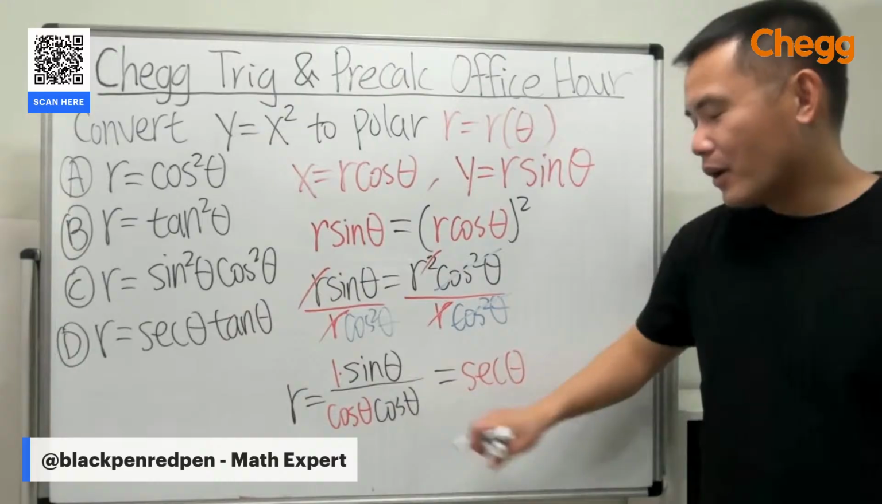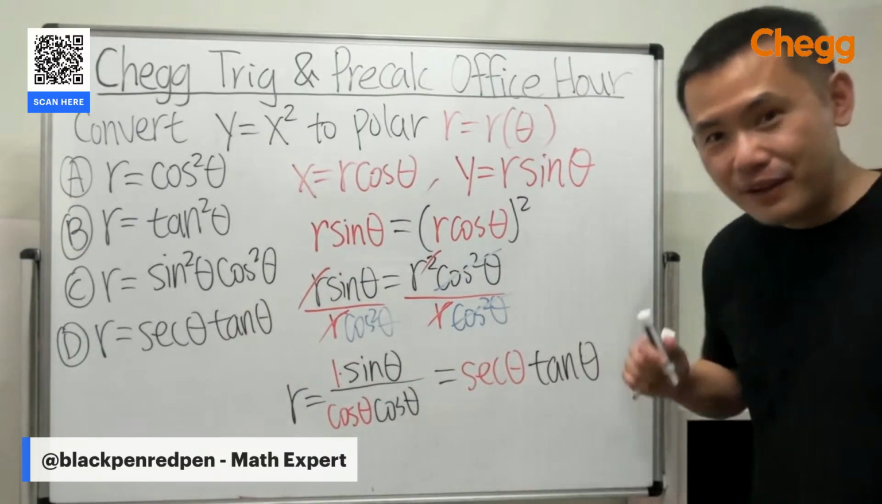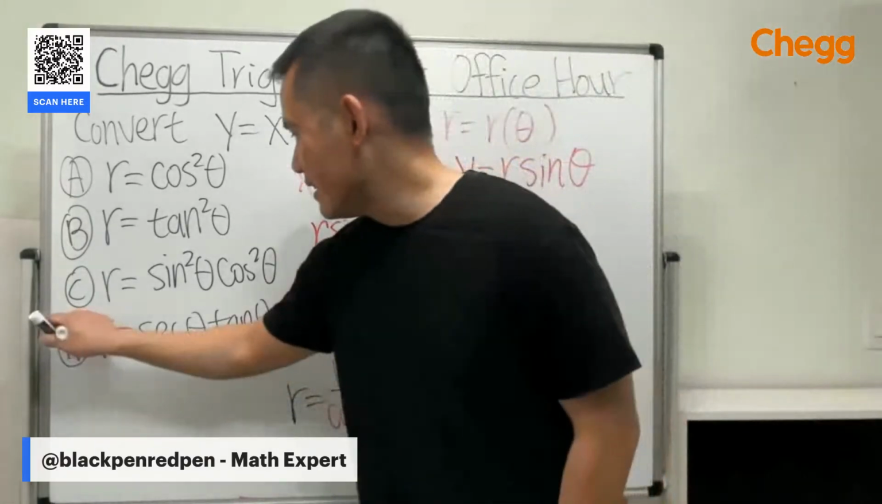Next, sine theta over cosine theta, that's tangent theta. Therefore, the answer is D. This is it.